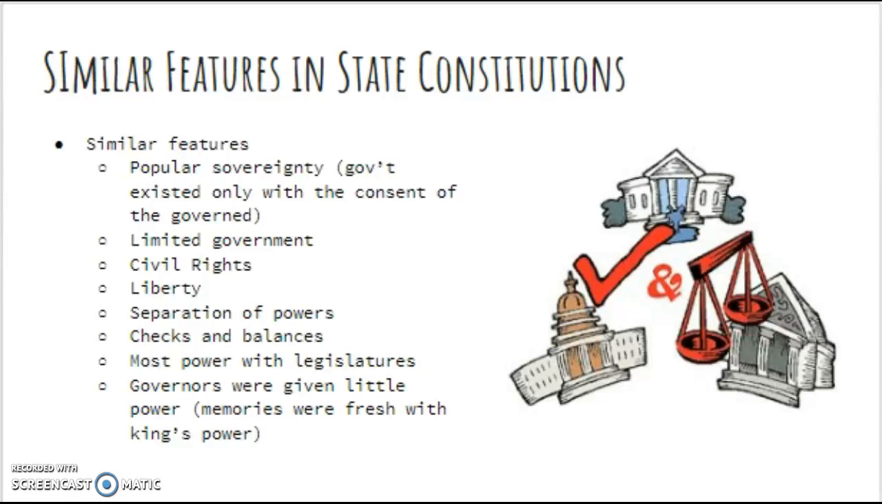And then governors were given little power. Memories were fresh with the king's power. So they were hesitant to give too much power to the governor because they did not want to see any state constitution or state government form into a monarchy or absolute monarchy like they had witnessed with the king.